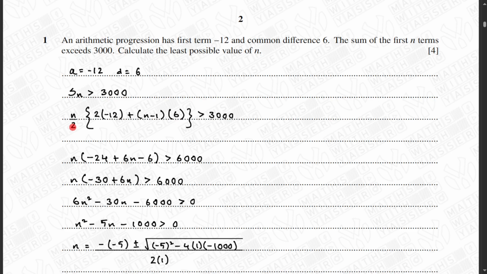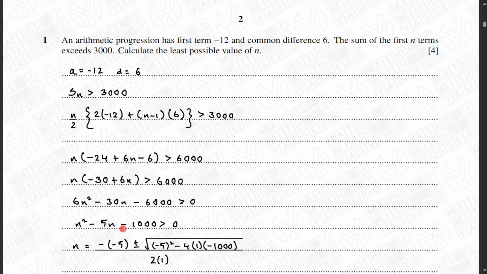So if we cross multiply, 2 and 3000 will become 6000. And this will become -24 plus 6n minus 6. If we simplify it further, we get -30 plus 6n within brackets. And by multiplying it with n, we get 6n square minus 30n minus 6000 greater than 0. We can simplify this equation further by dividing both sides by 6, and we get n square minus 5n minus 1000 greater than 0.